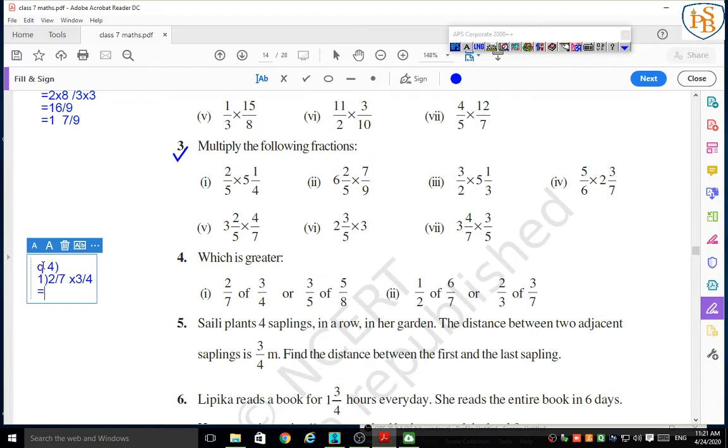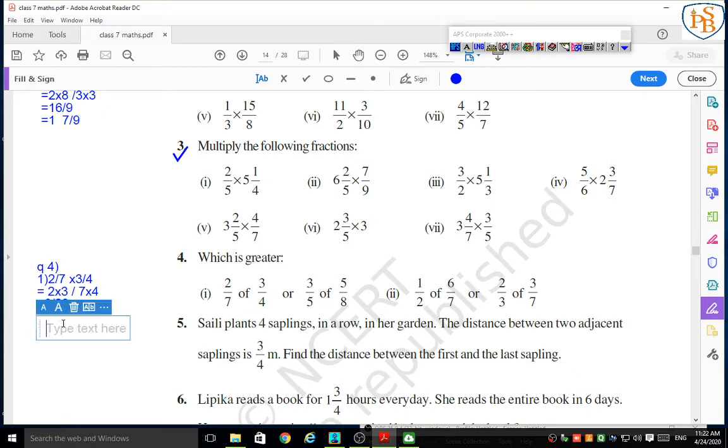So what will be the answer? 2 into 3 upon 7 into 4. So my answer is 6 upon, 2 3s are 6, upon 2 7s are 14, 4 7s are 28. Okay.